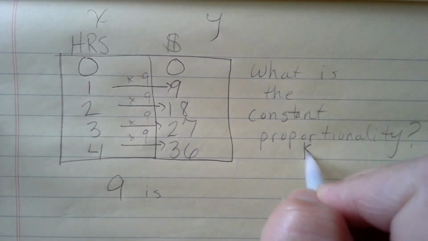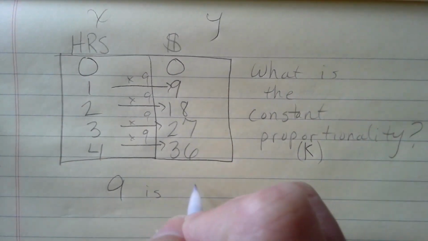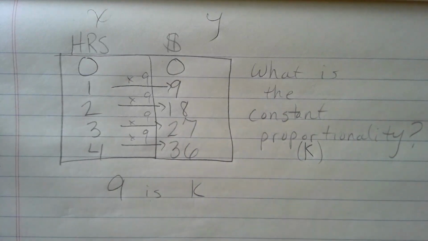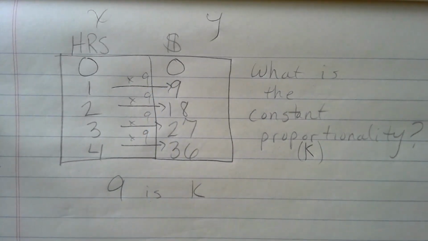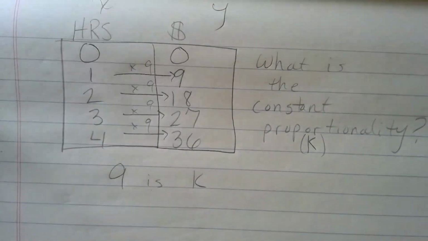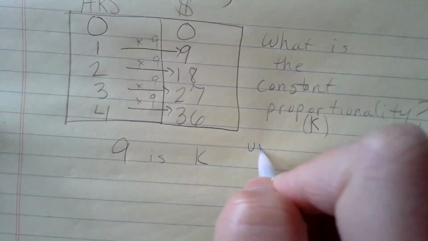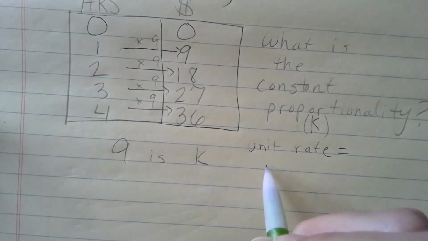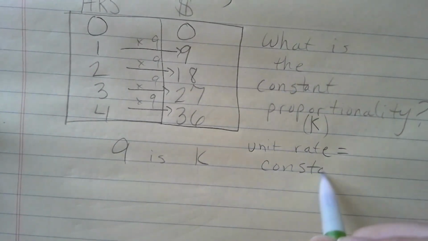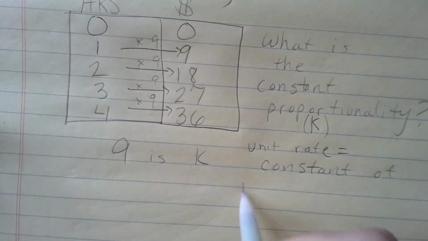And remember, in the notes that was represented by K, so 9 is equal to K. That's the factor. That is the multiplicative relationship between the quantities. That's what's getting changed, the X, every time. It's getting changed by multiplying by 9. So the other thing to remember too is that the unit rate ends up equaling the constant of proportionality, which is K.